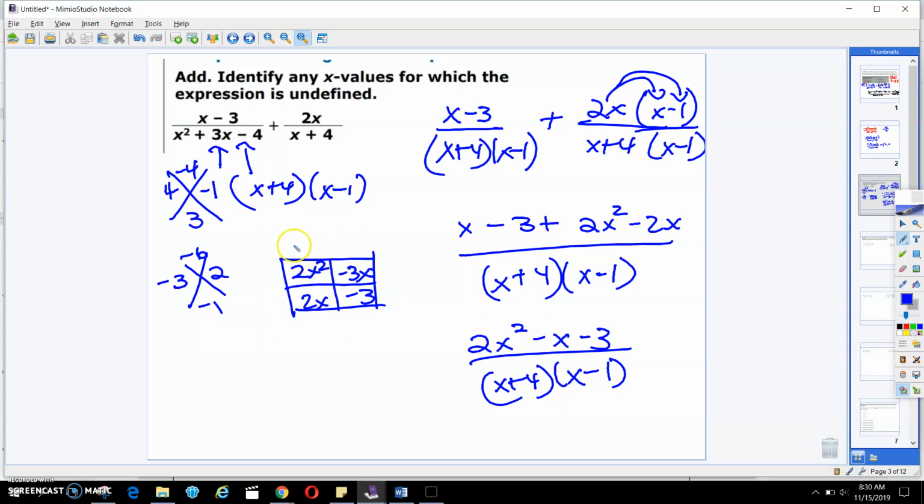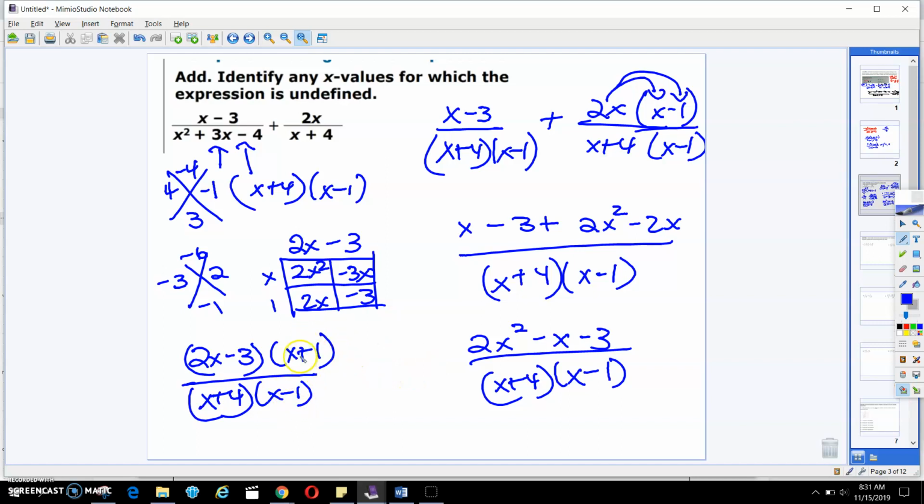So I'm going to take the greatest common factor of my rows and columns. Over here, this is going to give me x. This is going to give me 1. So in factored form, this is going to be 2x minus 3 times x plus 1 over x plus 4 times x minus 1. And no, these can't cancel out because they're opposite signs. But we do have to state that x cannot equal negative 4 or 1.